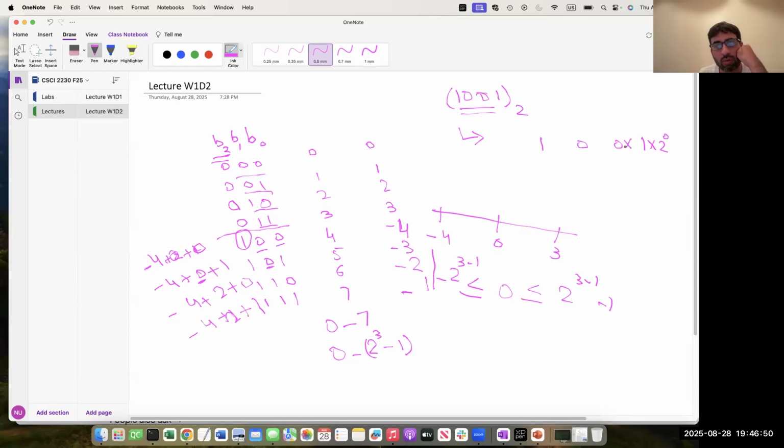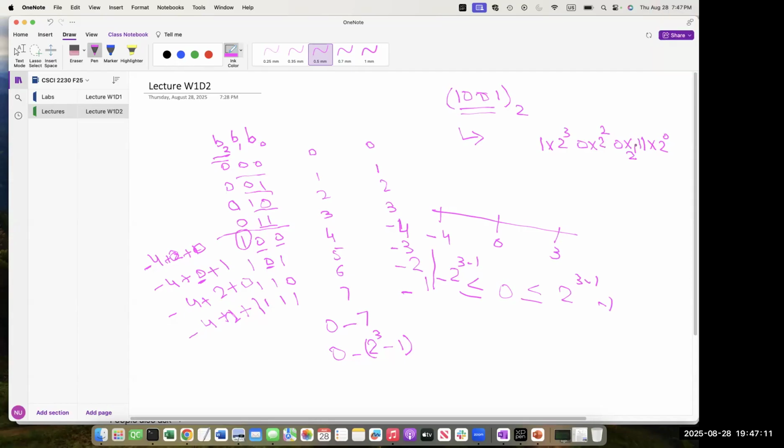This one with 2 raised to power 1. Sorry, I'm writing it on the lower line because I don't have enough space. This one with 2 raised to power 2, and this one with 2 raised to power 3. Are you with me until this point? Yes. And then I simply take the summation of the products. I sum all of those products together.